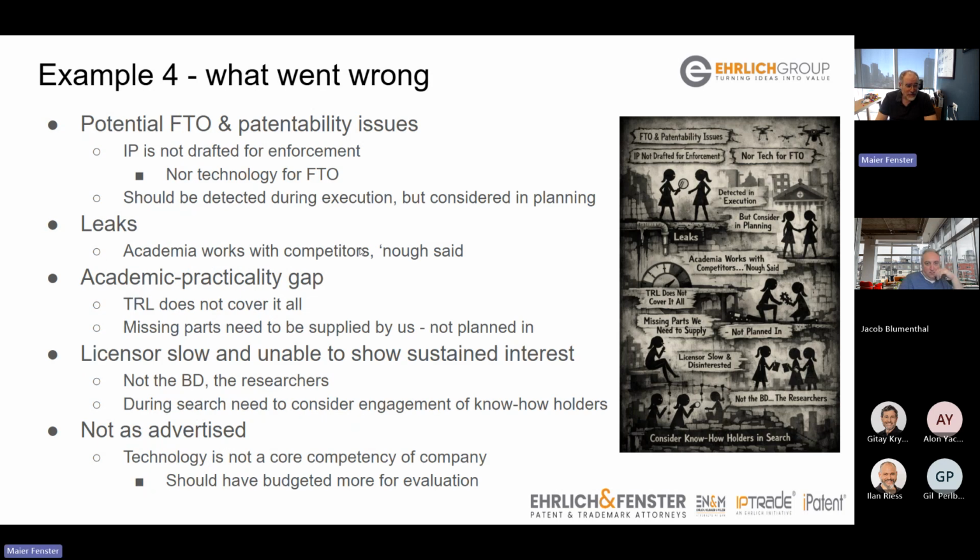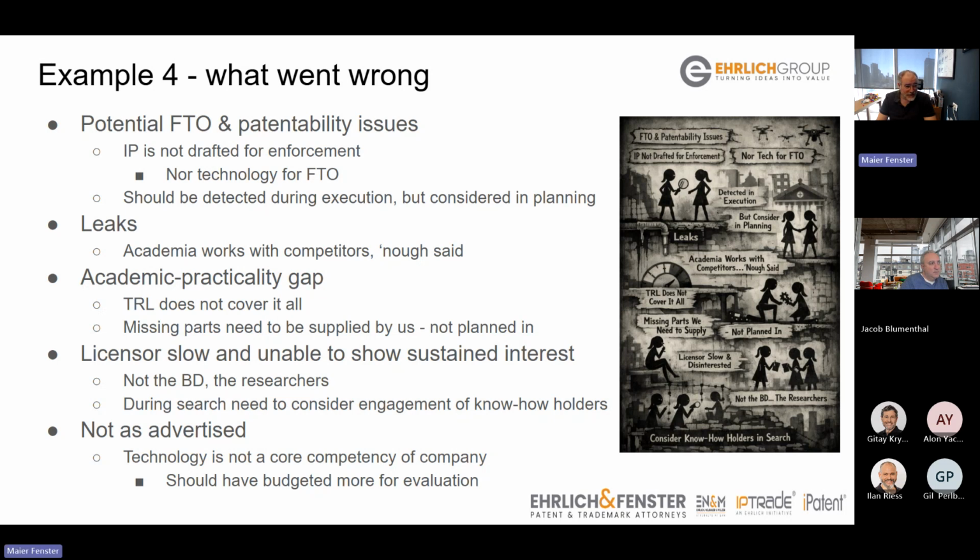What goes wrong? Typical stuff. The IP the academia has wasn't drafted for enforcement, and the technology ignored freedom to operate issues. This academia is working with competitors, so anything you tell them will appear on TV tomorrow. Academia is not practical. Technology readiness level is not everything. There are pieces missing which academia doesn't care about and you do. Was it planned how you're going to make it up?